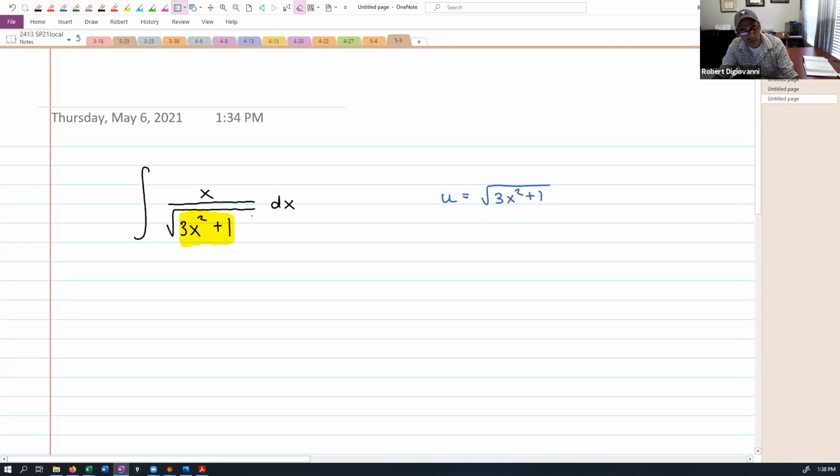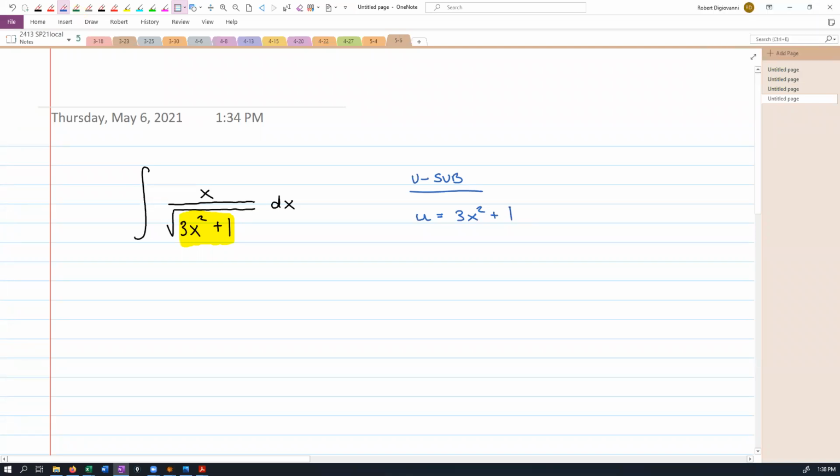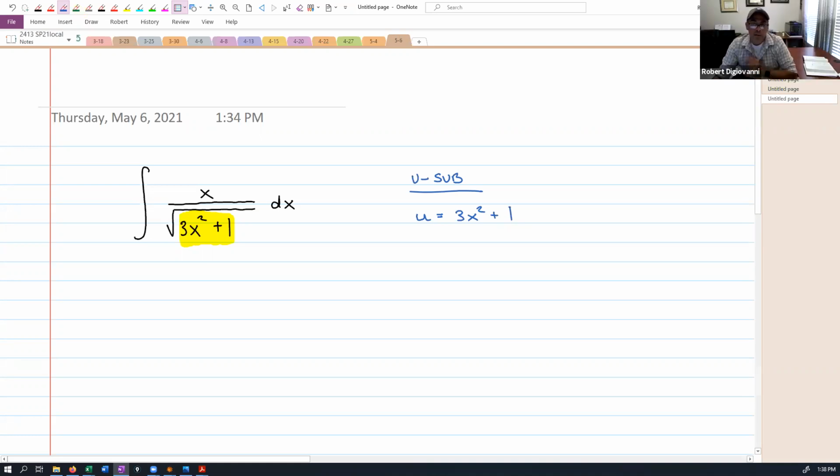So what I'm going to do is go with what I have in yellow there. I'm going to let that be my u. I'm going to make a u sub here. I'm going to let u be equal to 3x squared plus 1. It's okay to leave the square root out because it would make things more complicated. For u substitution to work, you need to see something in its derivative. So if you grab too much for u and you take its derivative and you don't see it there, then you can't use that for u.